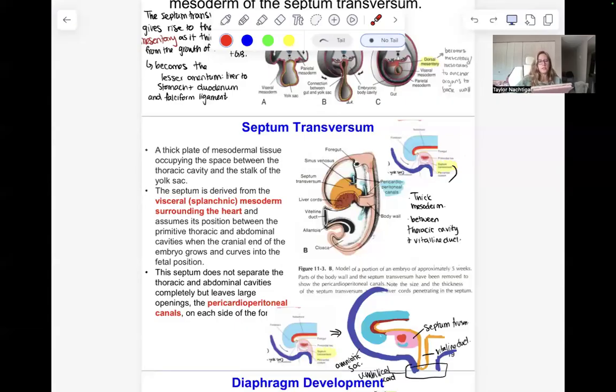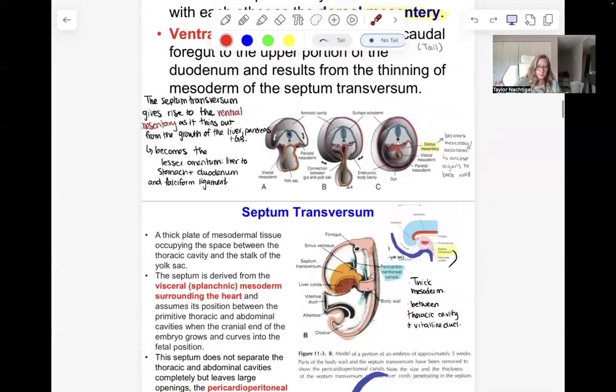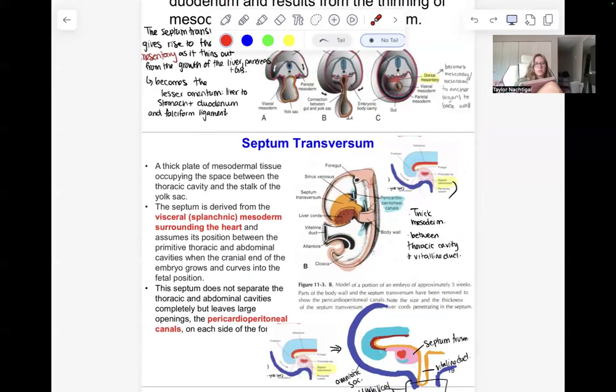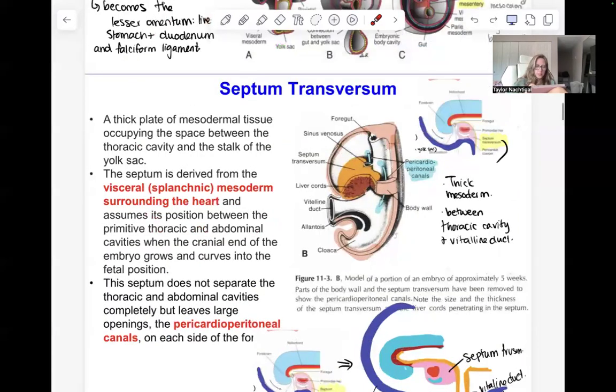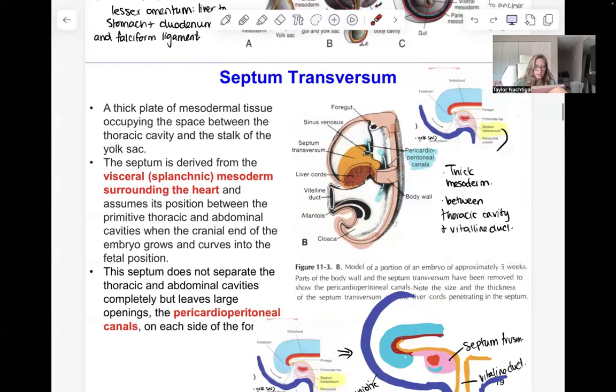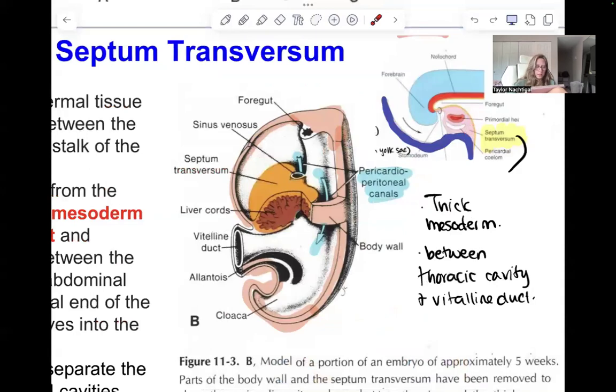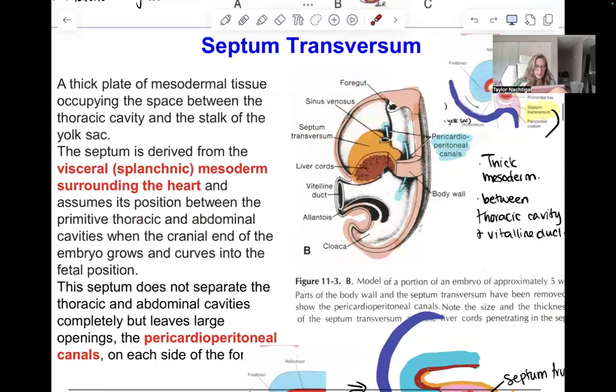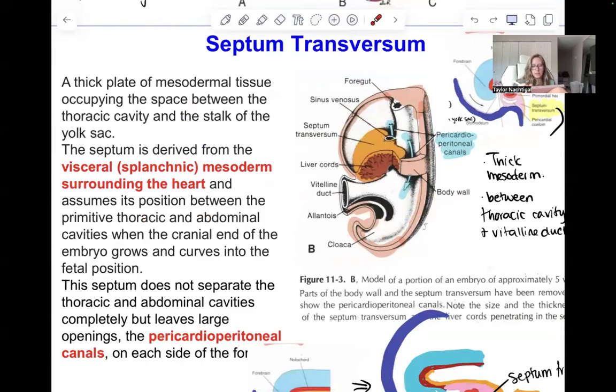Okay, so we're switching off of the serous membranes now, and we're going to look at the septum transversum. We briefly talked about that, and we're going to go a little bit into more detail here. So the septum transversum is a thick plate of mesoderm tissue. We've seen it already here. That occupies the space between the thoracic cavity and the stalk of the yolk sac. We already said that this is where the main ligament of the diaphragm is going to arise from, so that should be one way for you to integrate this knowledge. It is separating the chest from the abdomen.